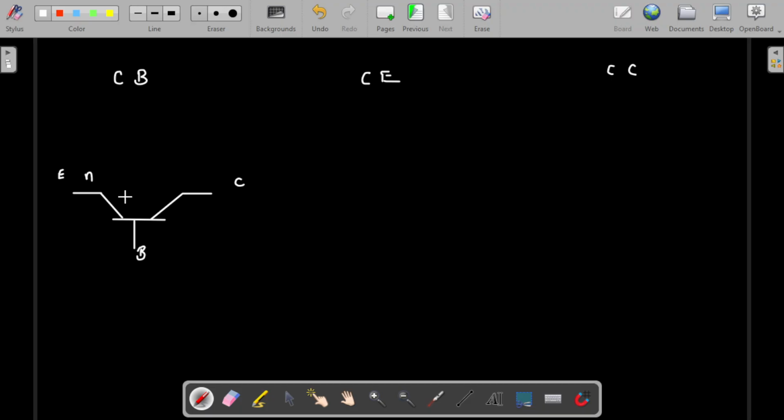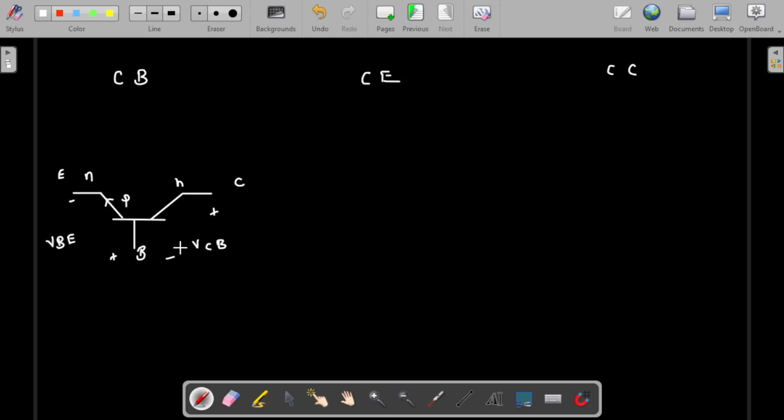If it is an NPN transistor, P to N the current needs to flow, so the arrow will be marked like this. It's base to emitter. The supply here is a forward bias, so this is the negative supply, this is the positive supply, which is named VBE. And here it will be a negative bias, reverse bias. So here positive, here negative. So this is VCB.